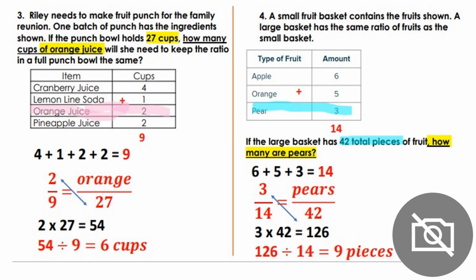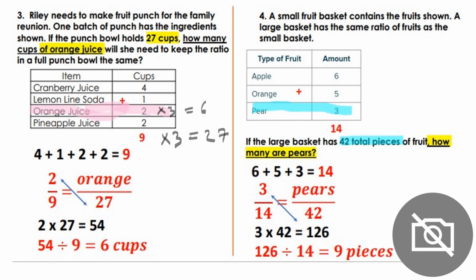You see here in the table: cranberry, lemon lime soda, orange juice, pineapple juice. These are the things they have given you. So the total is 9. So how much is the capacity? 27. So how does this 9 become 27? Multiply by 3. You will get 27 total. The same way for orange juice, you can multiply by 3, you will get 6. So this is the simplest way.